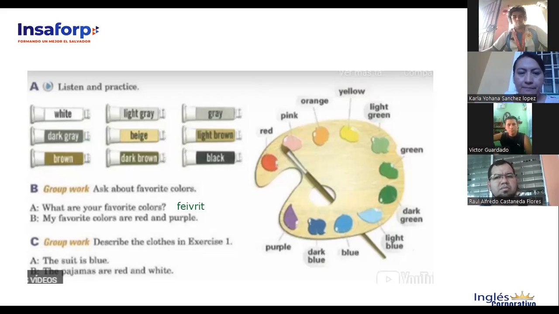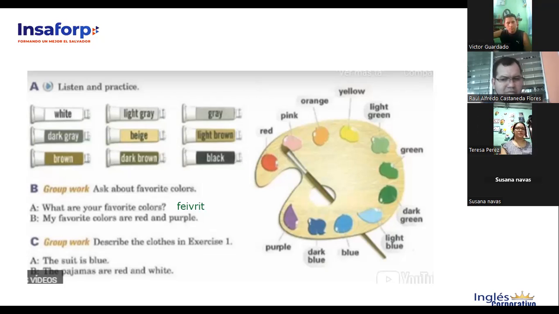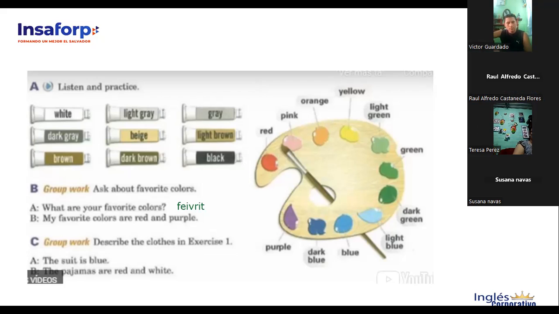What are your favorite colors, Eric? No está Eric Ronald. Okay. Guillermo Acosta, welcome to the class. Present, my favorite colors are greens and red. Okay. Gray. Gray and? Light or dark. Okay, light gray or dark gray.